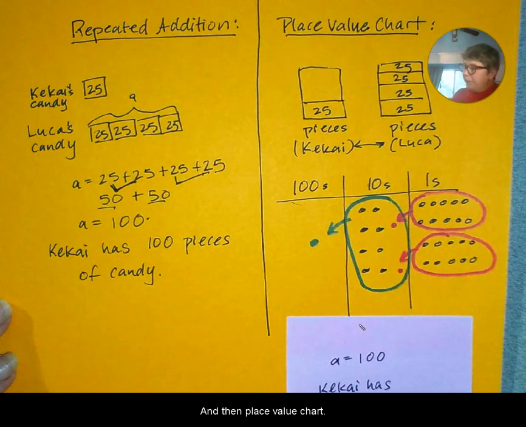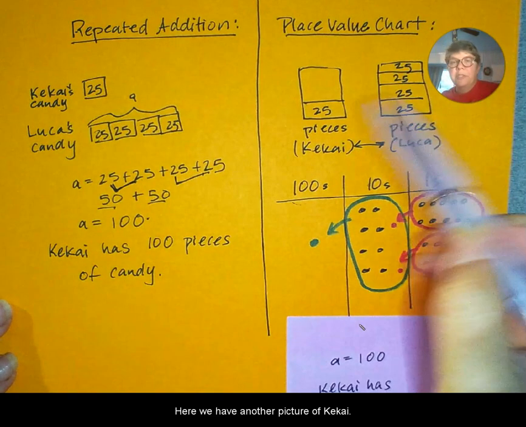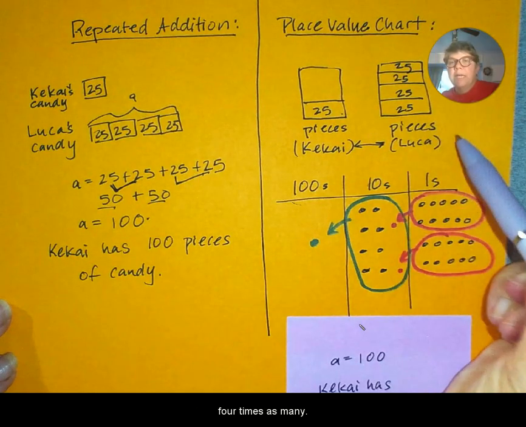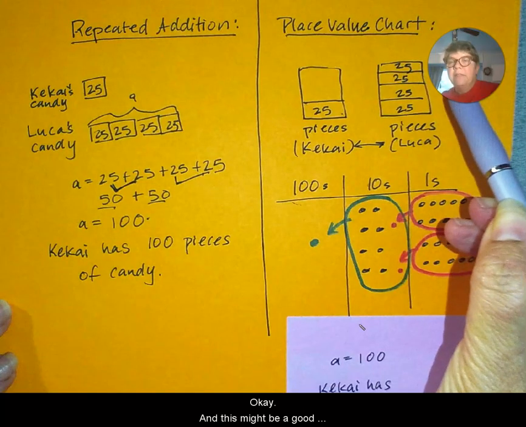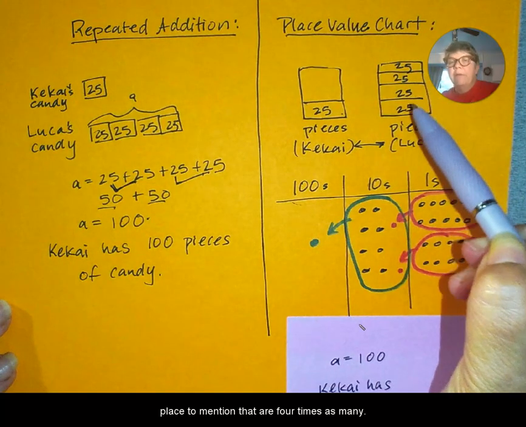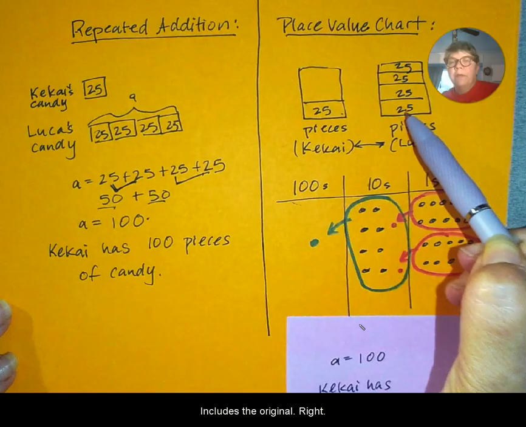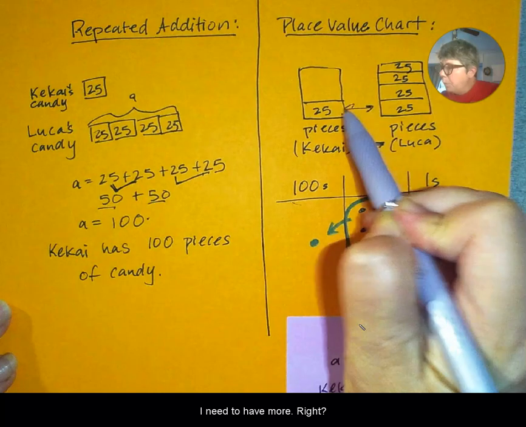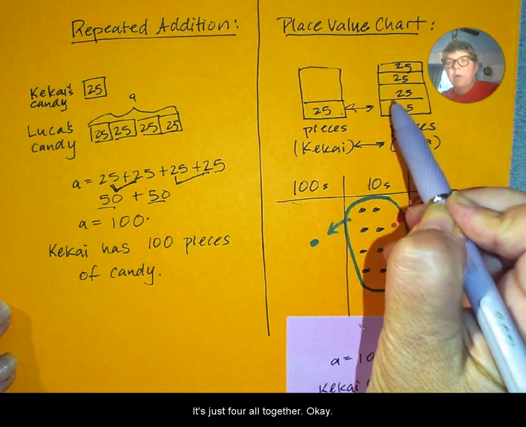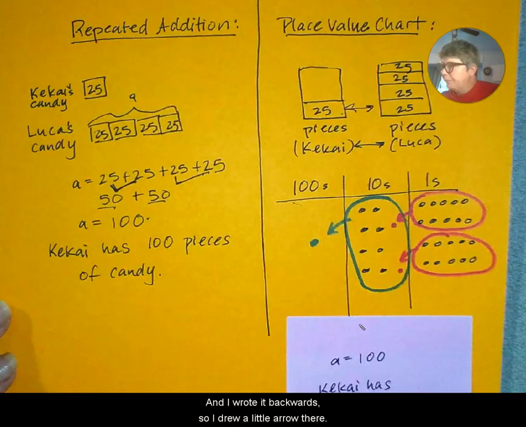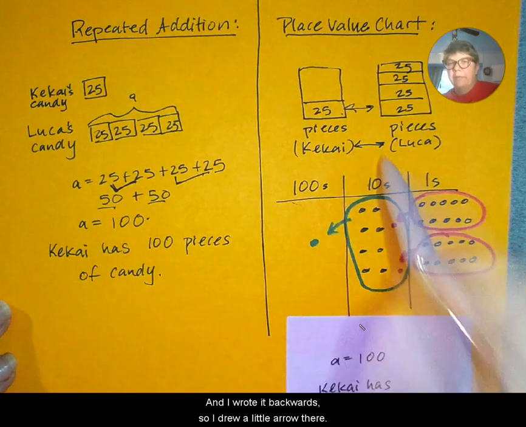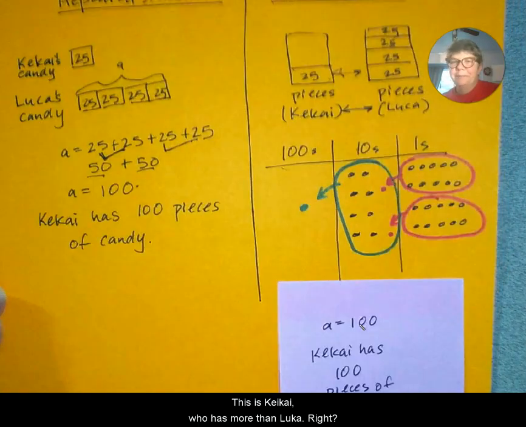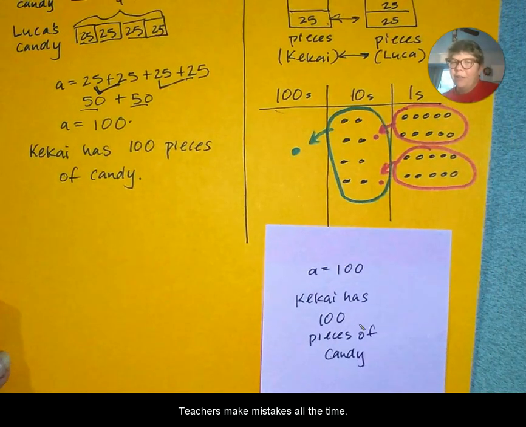Okay, and then place value chart. Here we have another picture of Kekai, 25 pieces, Luca, 4 times as many, okay? And this might be a good place to mention that our 4 times as many includes the original, right? Some people are like, oh, I need to have more, right? It's just 4 all together, okay? And I wrote it backwards, so I drew a little arrow there. This is Kai, who has more than Luca, right? Teachers make mistakes all the time.